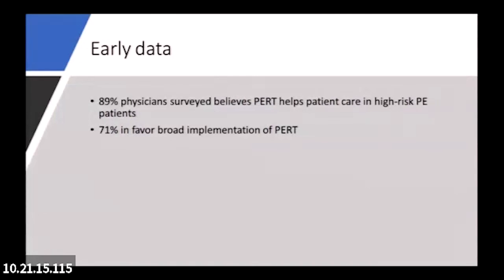So this PERT concept came up in 2013 first at MGH, and now 7 years have passed. I think there are 33 hospitals applying this PERT system in the country right now. They gave out a survey, and 89% of the physicians surveyed believe PERT helps patient care in high-risk PE patients. 71% favor broad implementation of a PERT. But because this is so early, there is no real outcome data to back it up.